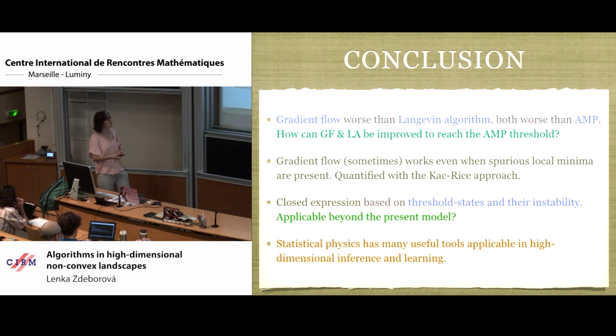And we have this closed expression based on the threshold states and their instability that we think is applicable beyond this present model, because we picked this model to be able to write these Kurchan-type equations that are very particular to these spherical mixed spin glasses. But we also have simple models of neural networks where we don't know how to write those, but we can totally repeat this recipe. That's easy to do. So we are working in that direction to understand whether in the other models it's still describing what's going on, or if it's just coincidentally true in this model, but not true in general.